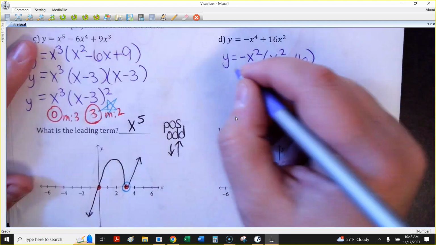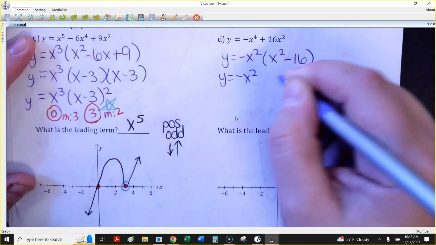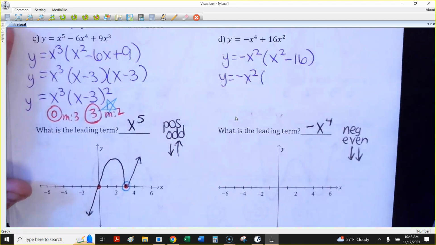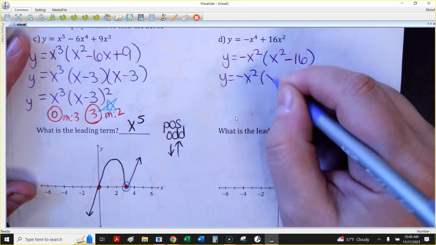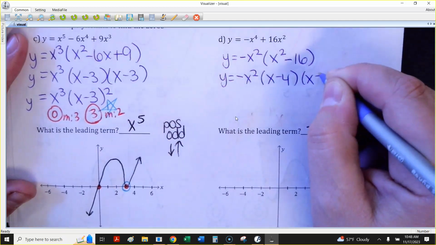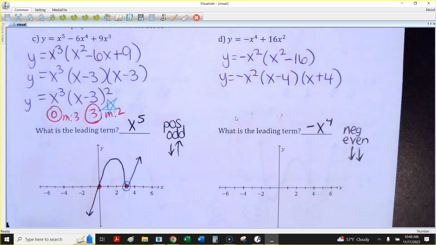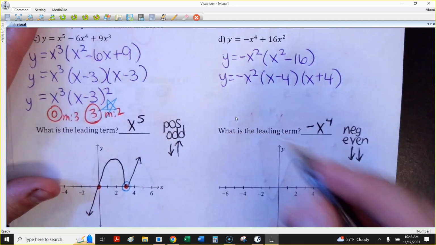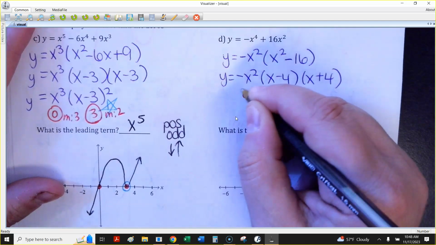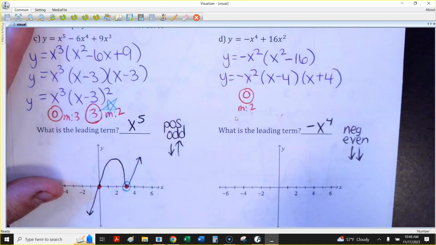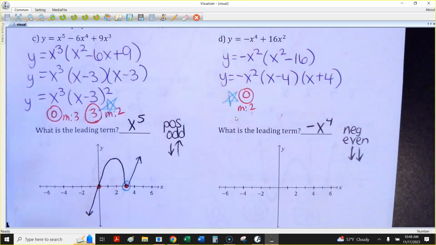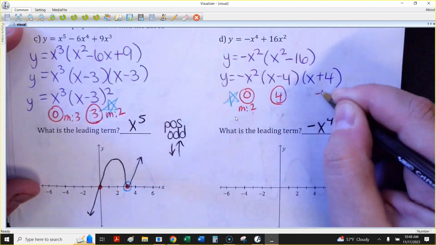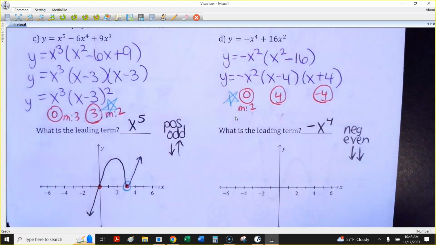Can you guys think of two numbers that multiply to get you -16 but add to get you 0? Yes, -4 and +4. Okay, so not a multiplicity on those. They're just one's +4, one's -4. When we took that negative x squared out in front, though, this has a multiplicity of 2. So that's squared. So there will be a bounce on the 0. The other two are going to be 4 and -4, and we won't have a bounce. Those should both go through.